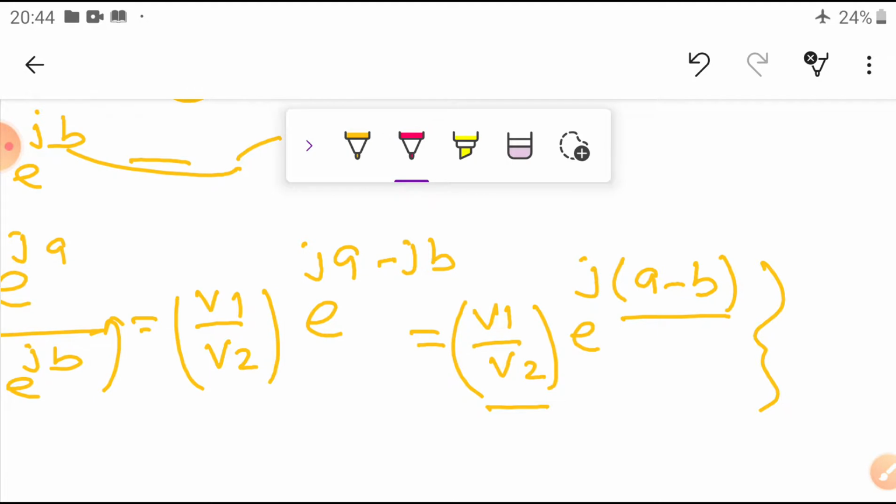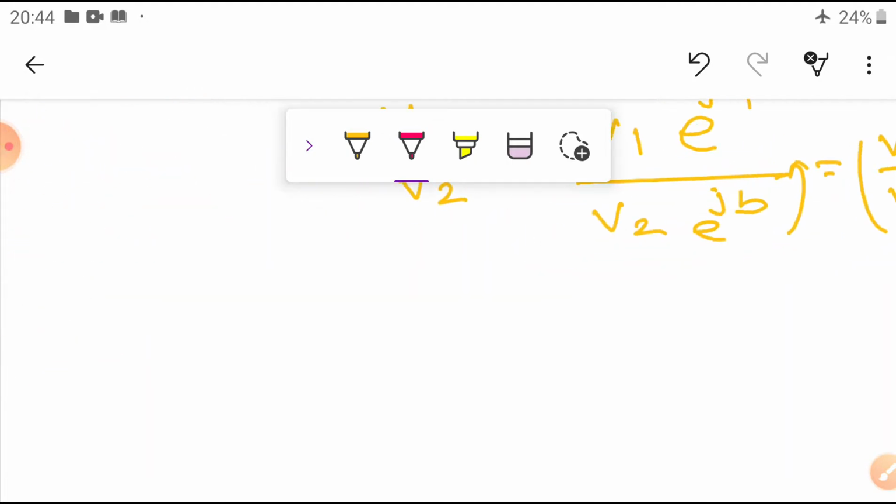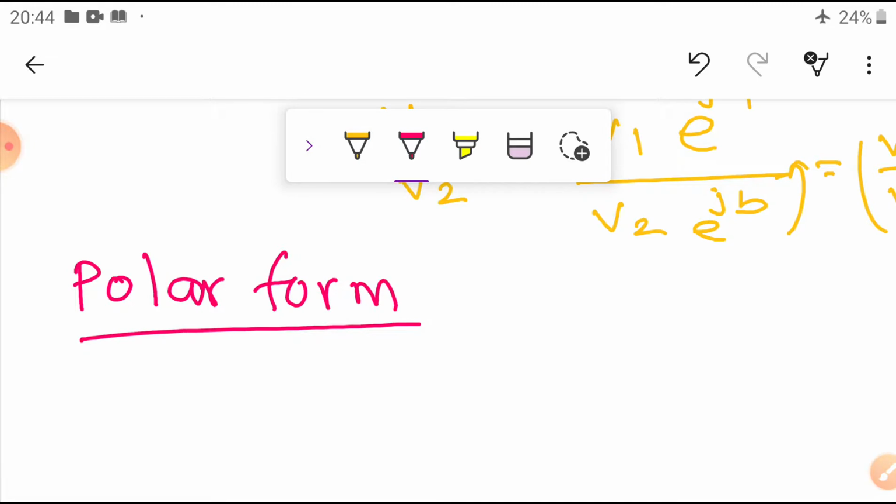Now, you can see the polar form also. In polar form, we are going to manipulate division. Let V1 be given, that is V1 with the angle equal to alpha.